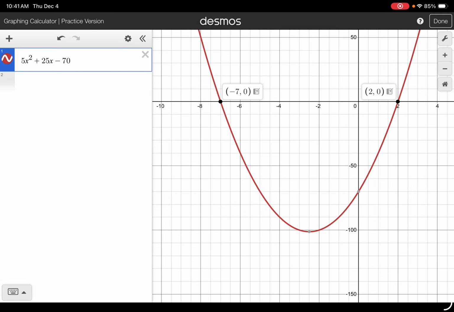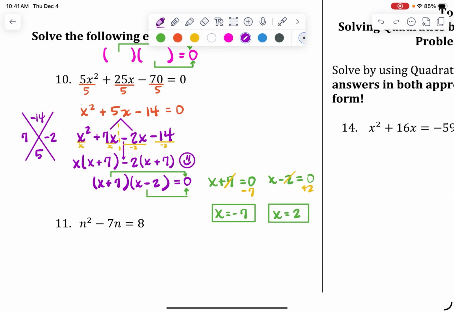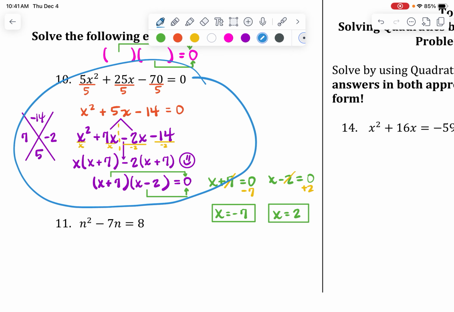Okay. But again, if you do not have all of this work right here to support your answer and you can't prove to me that you know how to solve by factoring, then I'm not going to give you any points for this question, right? I don't really actually care about the answer. I know I can get the answer from Desmos. What I care about is the factoring process, okay?